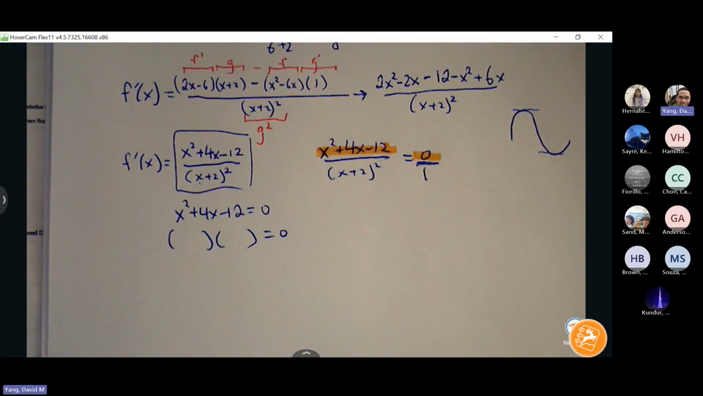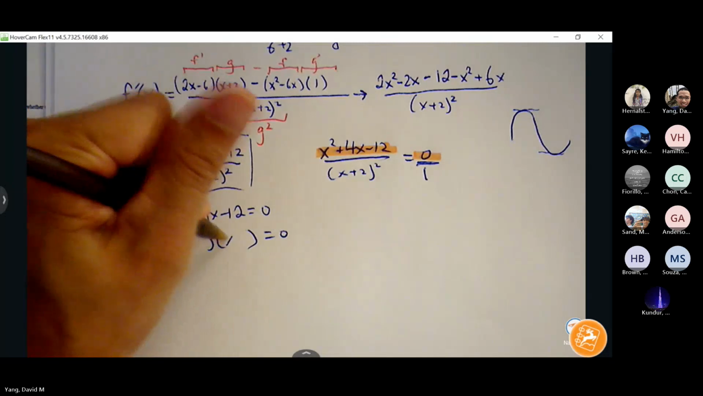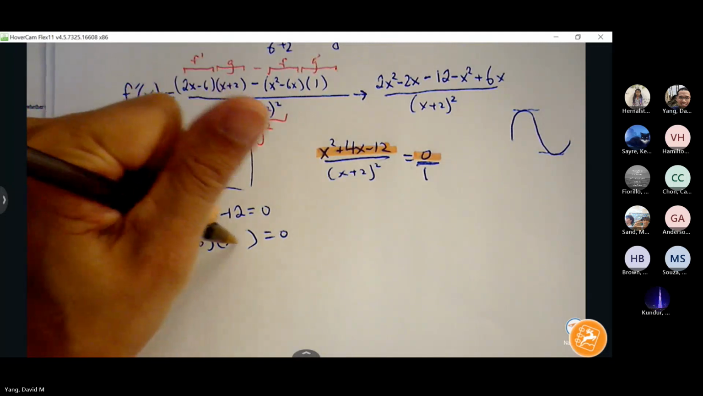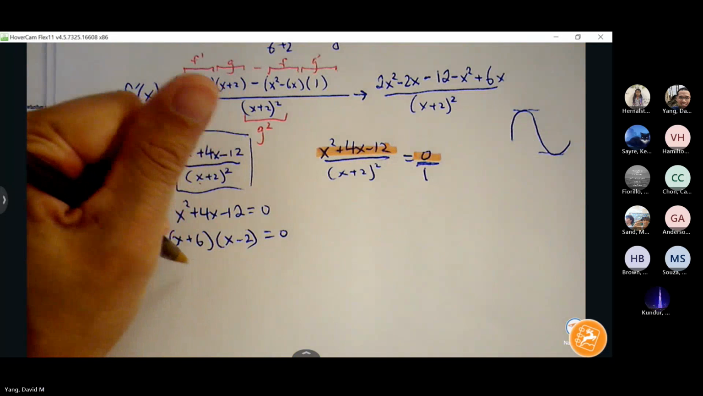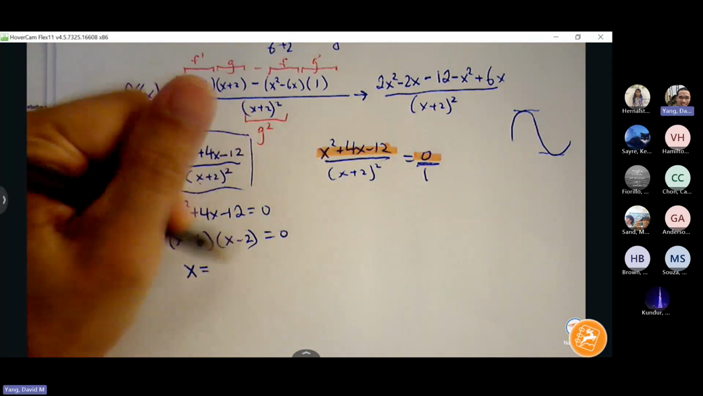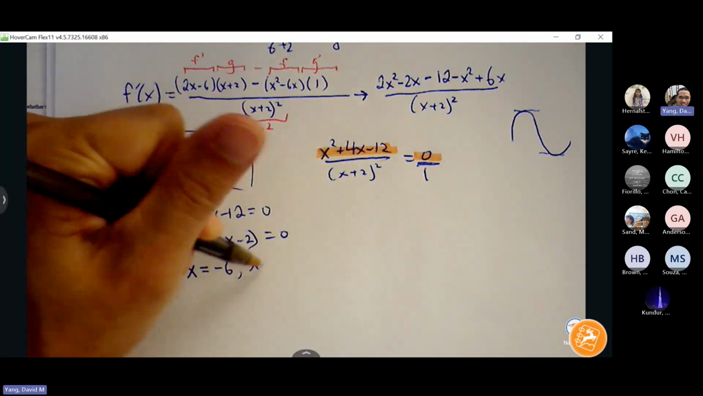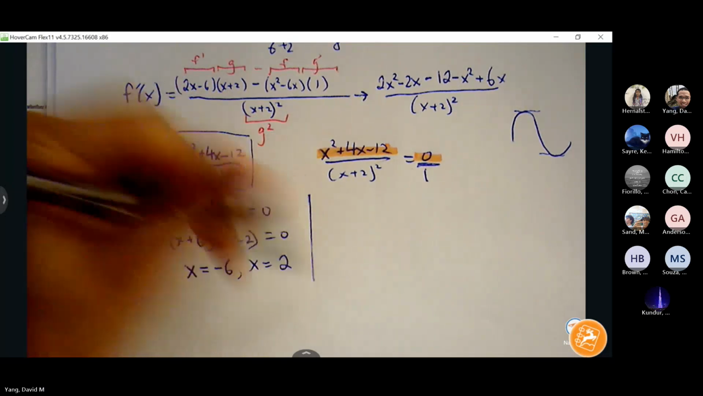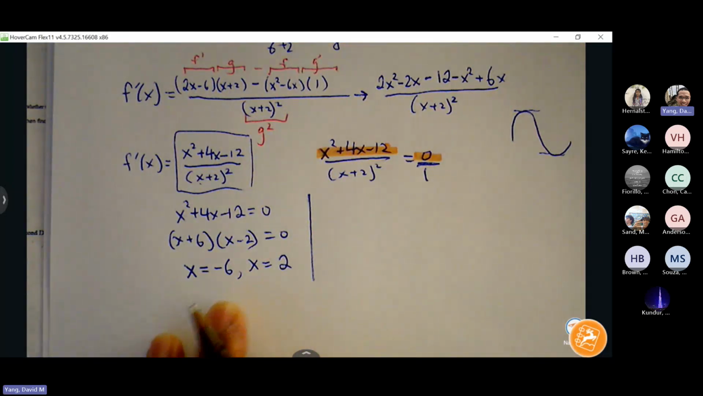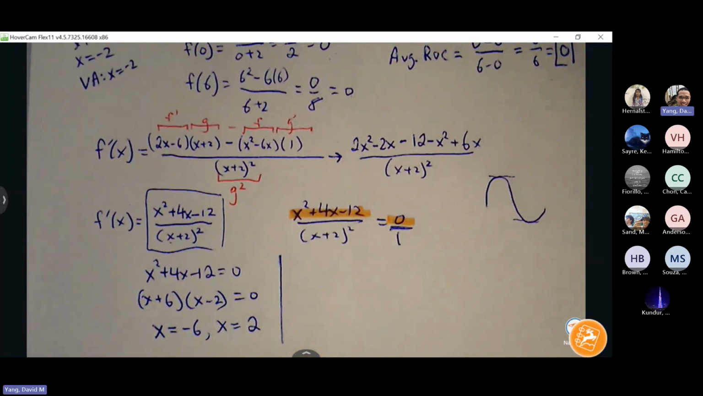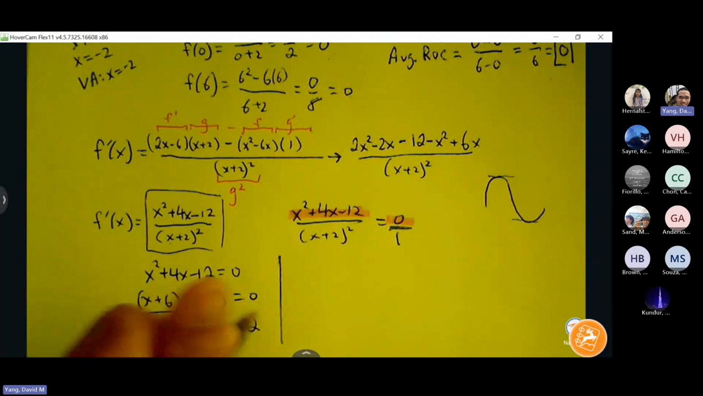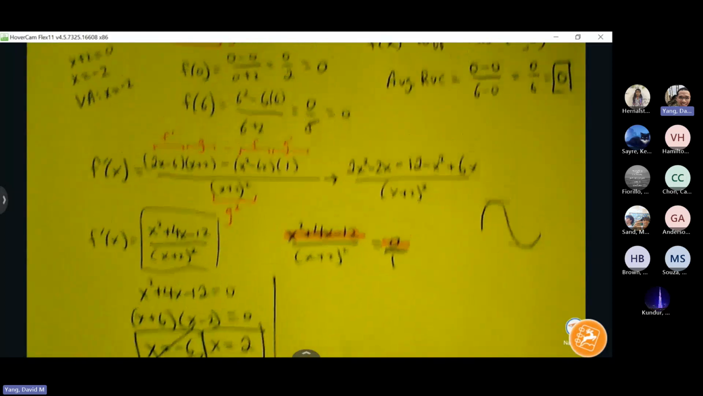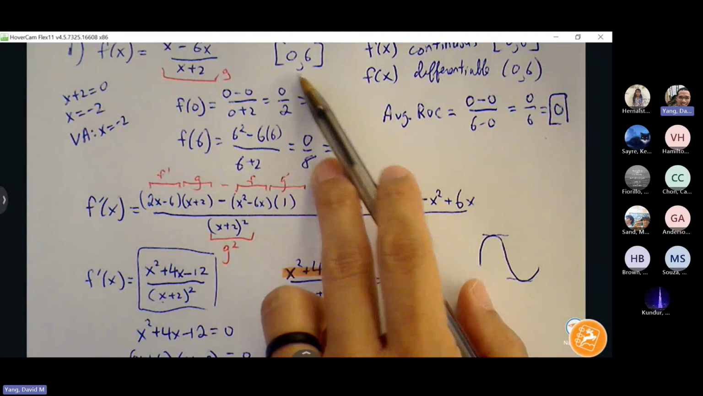Okay, multiplies to be -12, adds up to be 4. X plus 6, x minus 2. So there's two places where slope is 0, at -6 and at 2. But are both of these valid for our problem? Just the 2. The -6 is outside the interval, right? So just at 2. Our interval is from 0 to 6.